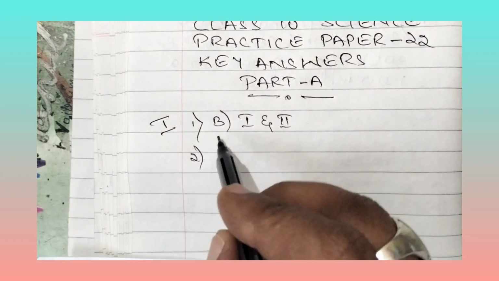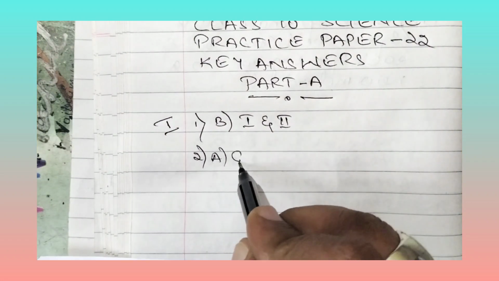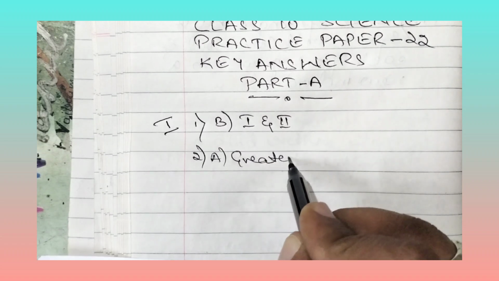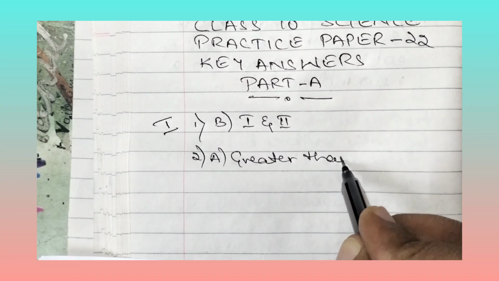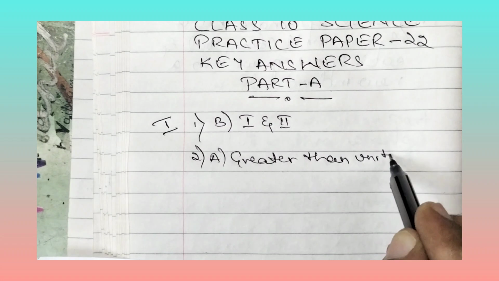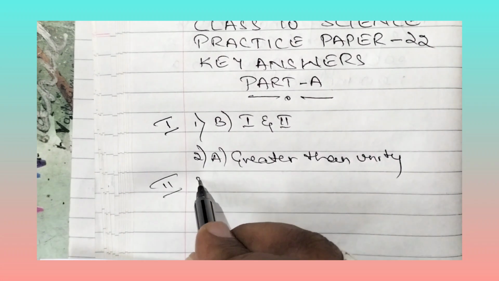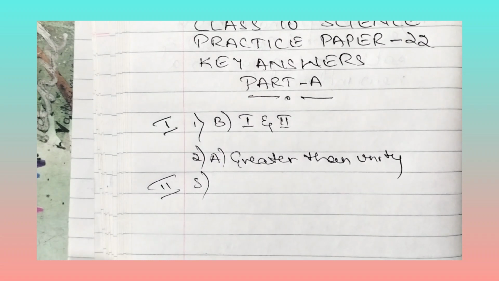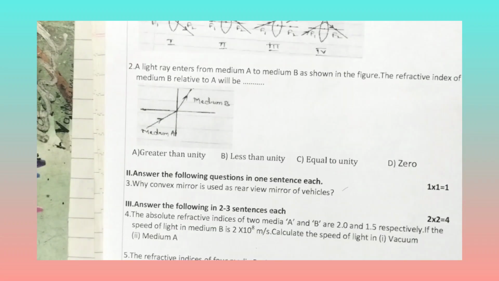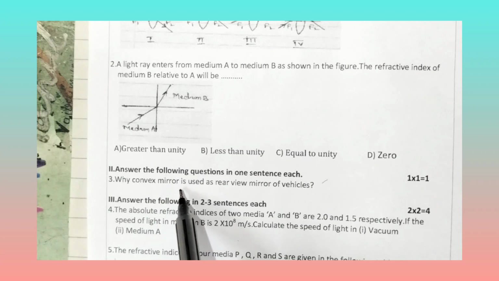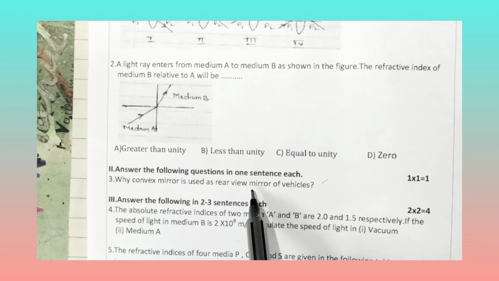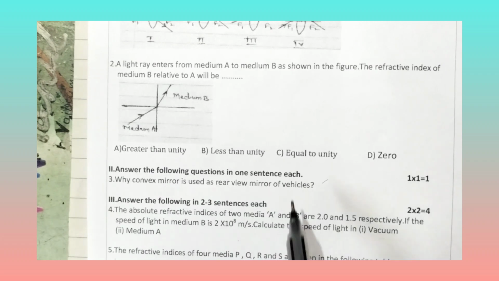So for the second question, option A is the right answer: the refractive index is greater than unity. Now let us move to the second main, that is the third question. The question is: why is a convex mirror used as a rear view mirror of vehicles?